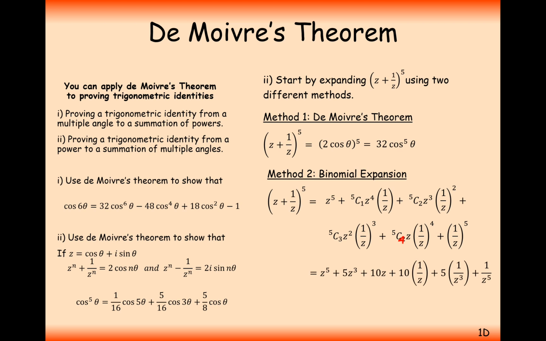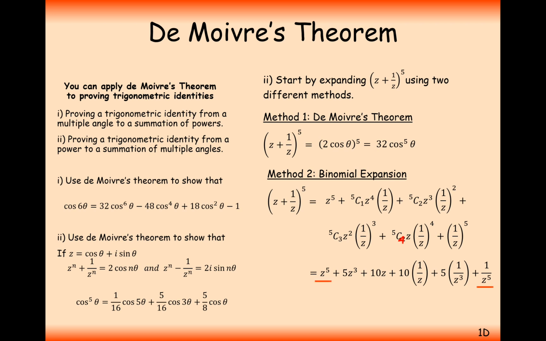So, moving on to the next line where we simplify all of this algebra, z to the 5 on the first one, 5 choose 1 is 5, and then z to the 4 times 1 over z, that will cancel out a z, so it's z cubed. 5 choose 2 is 10, and z cubed times 1 over z squared is 10z. We'll carry on going down like that.